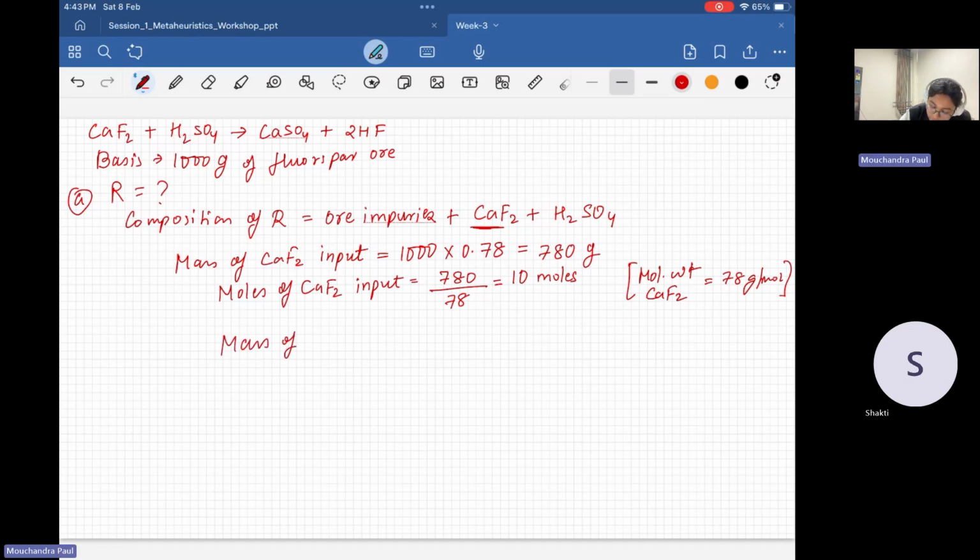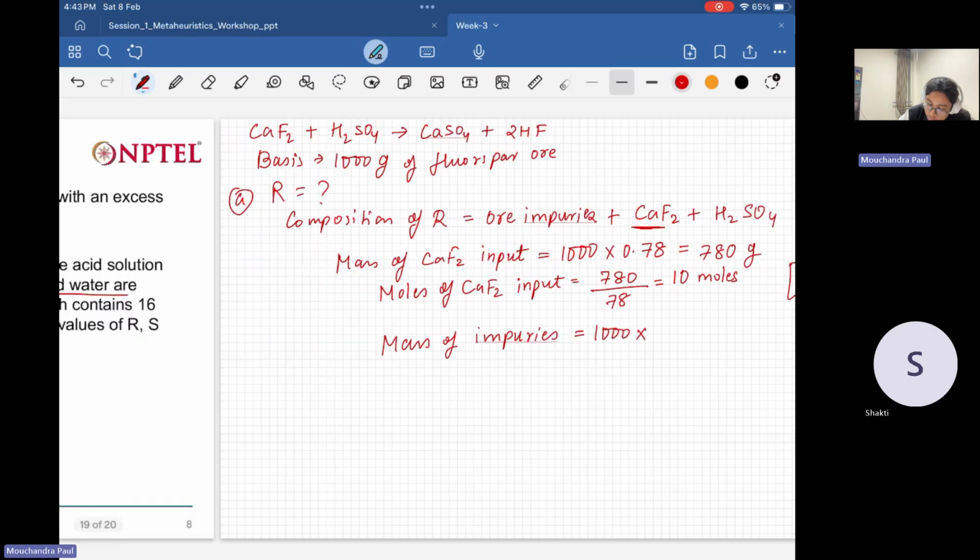Then mass of impurities. What is the mass of impurities in the ore? It is 1000 into 22%.